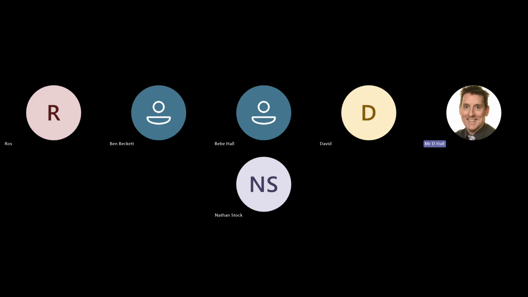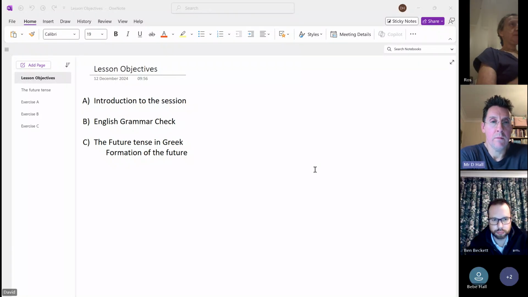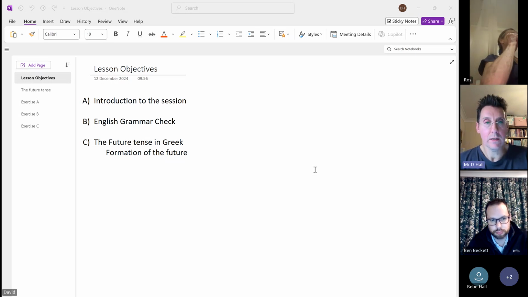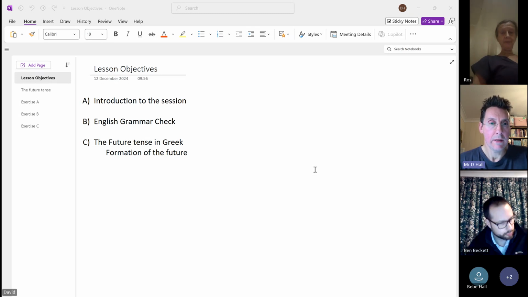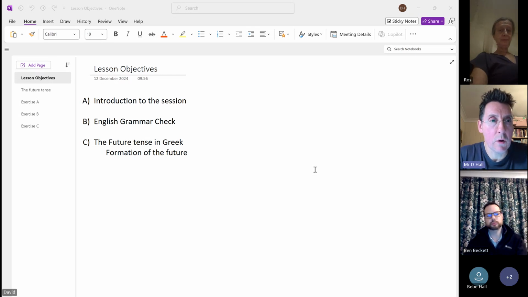So we'll look at the future tense. We have already seen how the present tense works, and also the imperfect and the aorist tense. Those are your two tenses for the past. Now the future is a little bit more straightforward, in as much as it's really only one way to represent the future tense in Greek. And really in English when we talk about it. So our grammar check is quite straightforward.